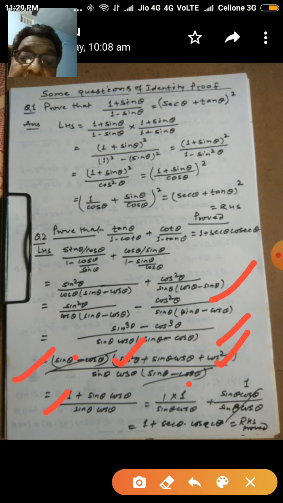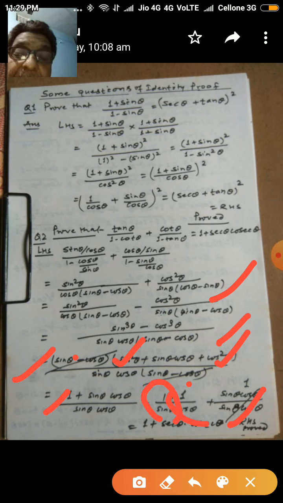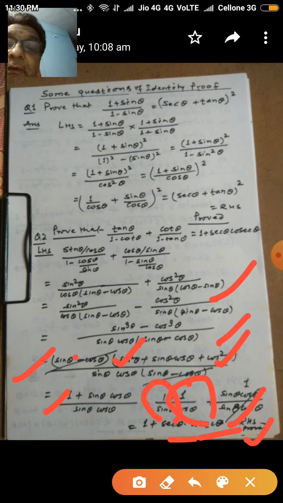Now separating this, it is 1 by sin theta cos theta plus sin theta cos theta by sin theta cos theta. So this cancels out to 1, and here it is 1 by sin theta and 1 by cos theta, which gives sec theta into cosec theta. So in this way we have arrived at the RHS, that is 1 plus sec theta into cosec theta. Hence proved.